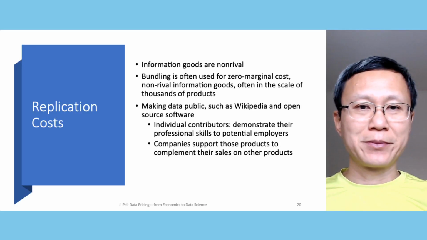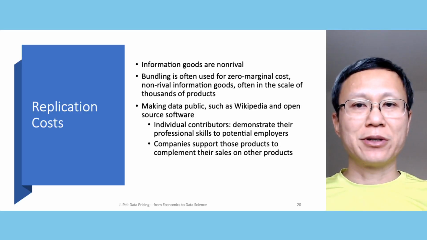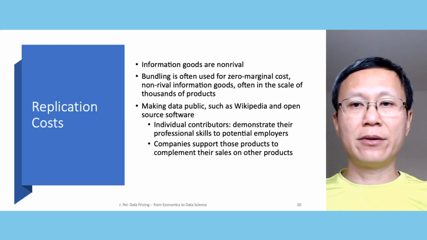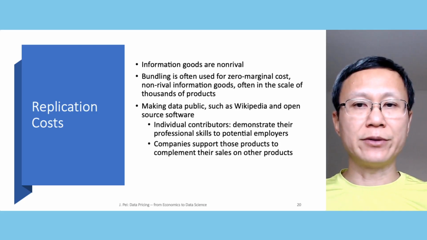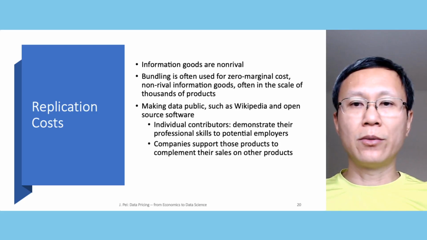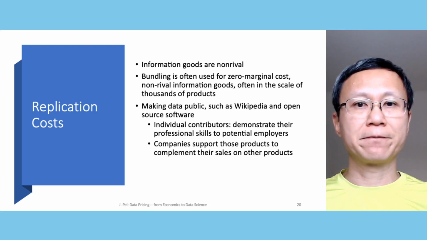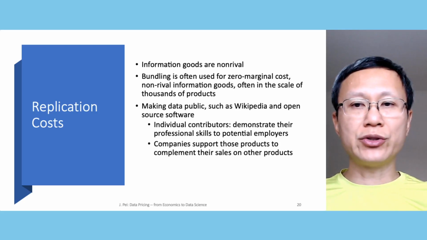Replication costs. One distinct feature of information goods versus traditional products is that information goods are non-rival. That is, one customer consuming an information good does not reduce the amount or quality of the product available to other customers. The zero marginal cost, non-rival property of information goods empowers innovative opportunities and brings new challenges.